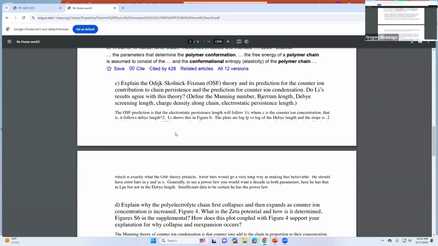For C, is it saying as the ionic strength increases, the persistence length will decrease or increase? Decrease. Okay. Yeah, so it screens the charge. The charging makes it linear, and then if you get rid of the charge, it'll go down to a coil.